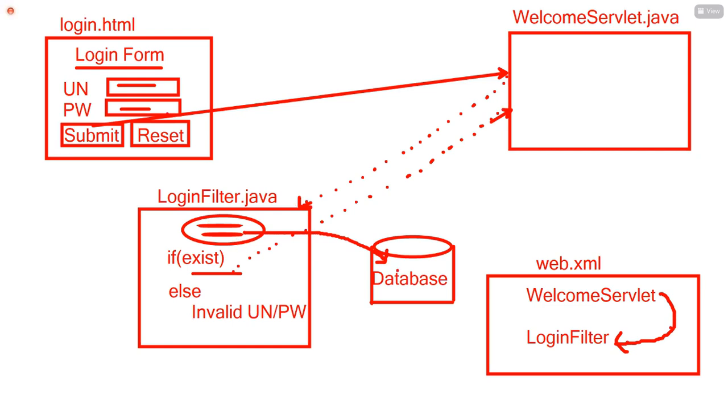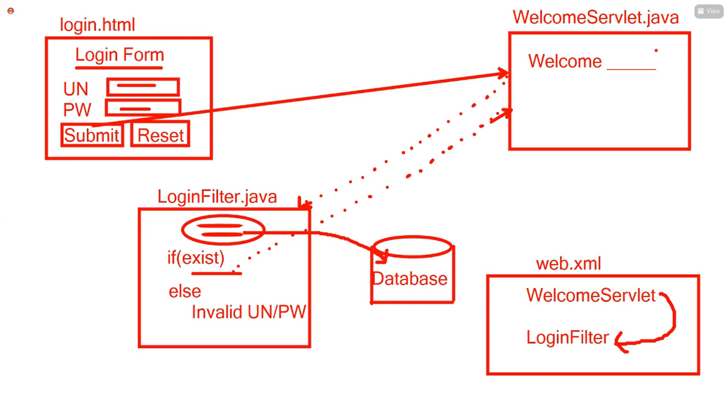It will check in the database. If it exists, and any other filter is configured here, execute the other filter. If not configured, send the control back to wherever it came from. Then it comes back here and displays welcome username. Welcome username is displayed. Now you observe.